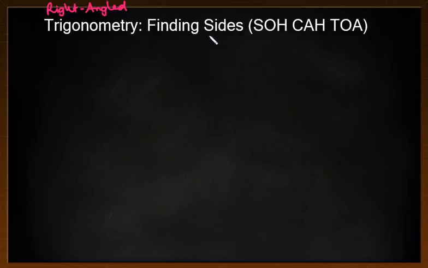Looking at right-angled trigonometry, predominantly finding sides using the rule SOH CAH TOA, but with a bit of introduction as well. Hopefully you've had a look at some of the previous videos about where trigonometry has come from and what it's all about. In short, we're looking at finding sides and angles of triangles. Of course, you can look at any triangles, but we're looking predominantly at right-angled trig.